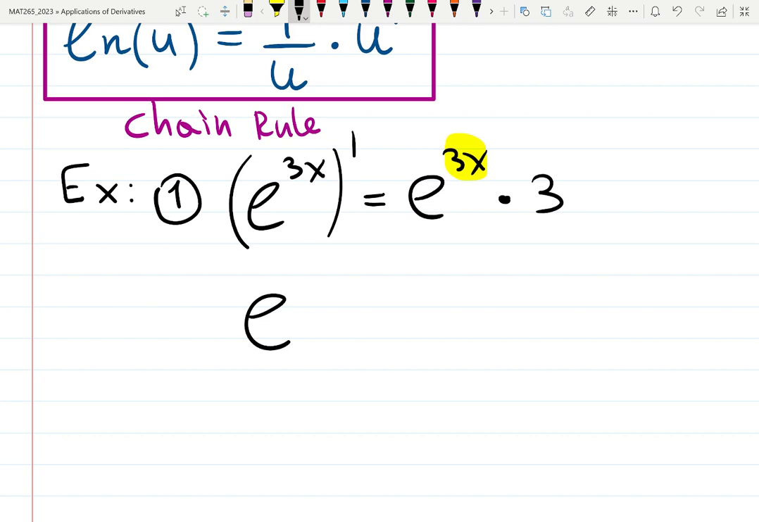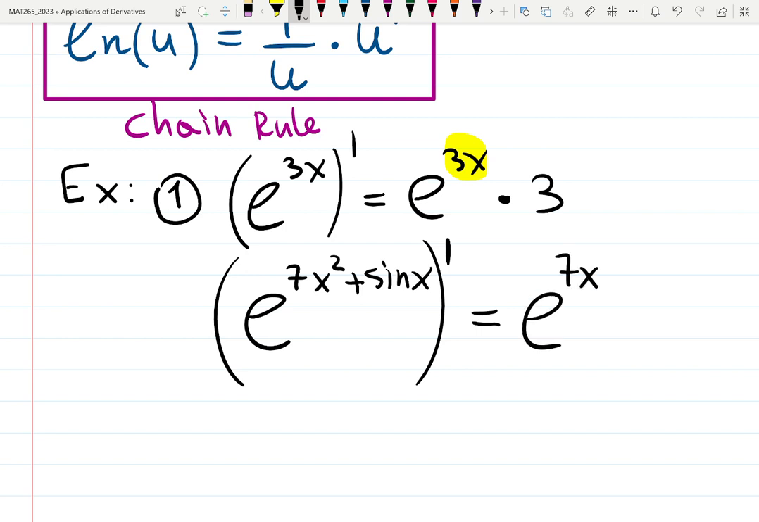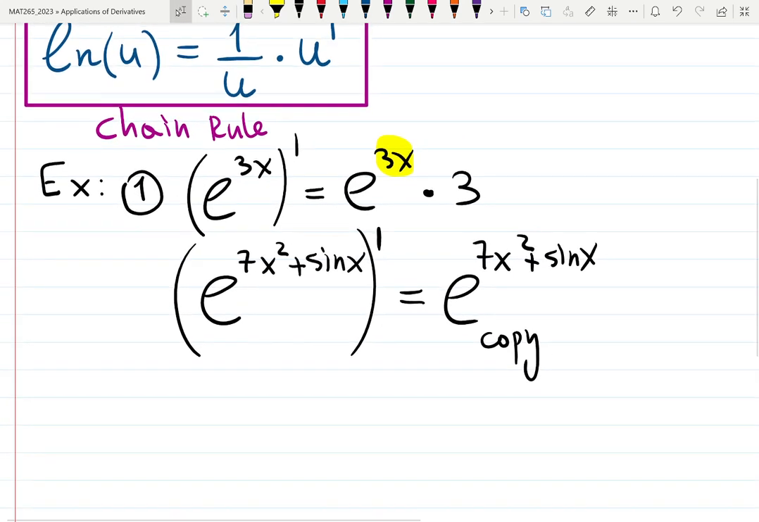E to the 7x squared plus sine x. Do you think that is hard? No. That's the thing, my job is to make you feel confident about this. You can do it. It's the same idea. It's not easy, but the idea is the same. You can do it. You're very smart. Copy, no matter how crazy it is. And then guess what? Times, just like before, the derivative of the function inside, 14x plus cosine x.